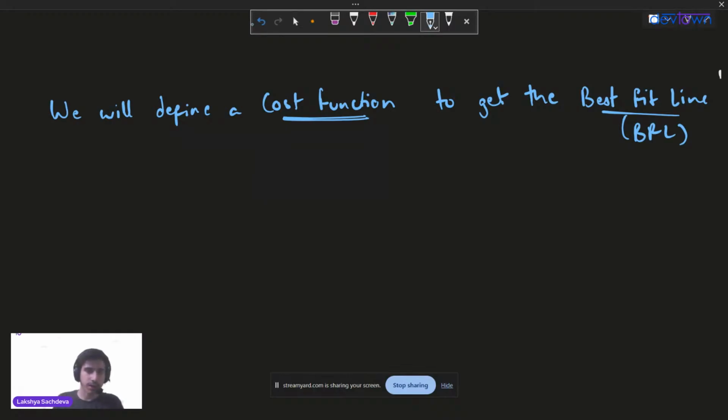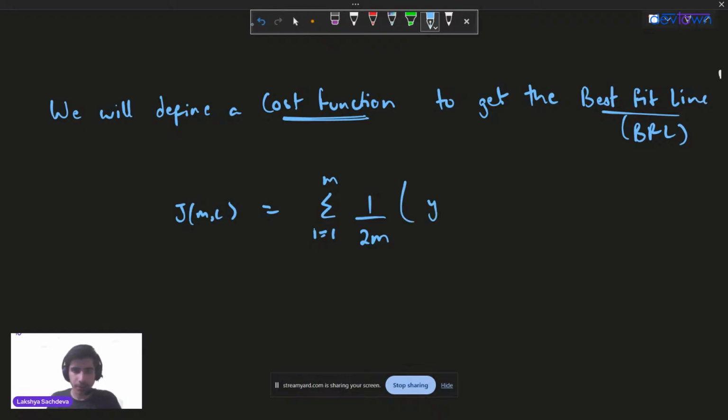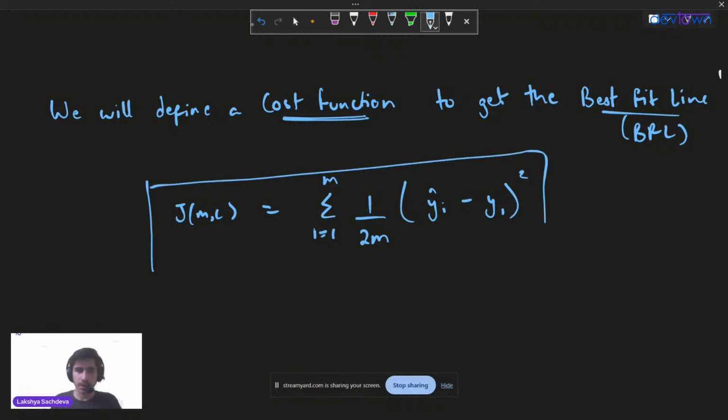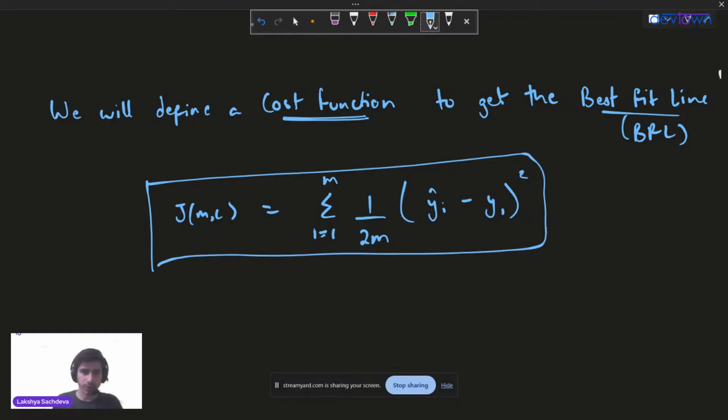So we will denote this cost function with the help of J(m, c). The cost function is nothing but the summation from i equal to 1 to m, 1 by 2m, of (y hat of i minus y of i) whole square. This is going to be our cost function.